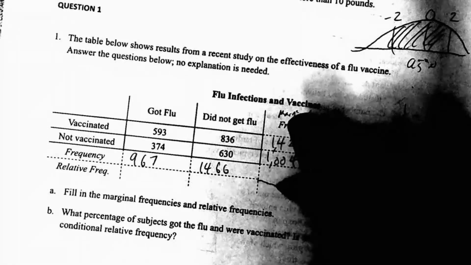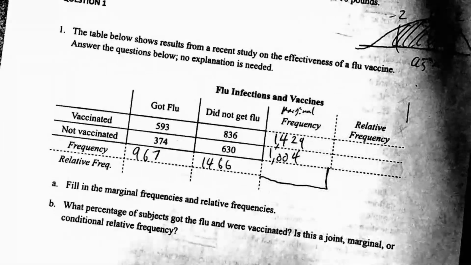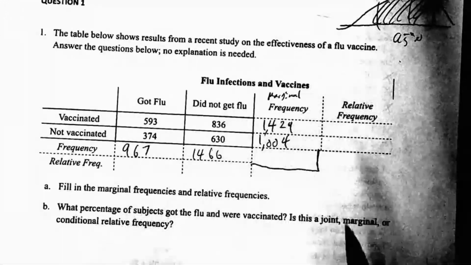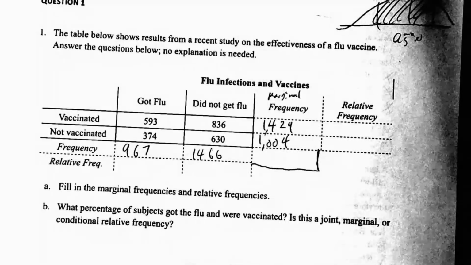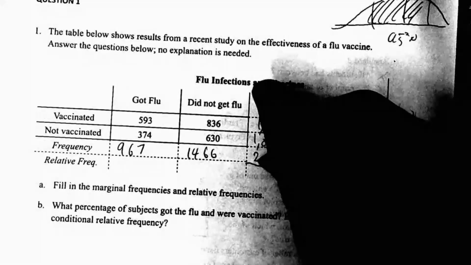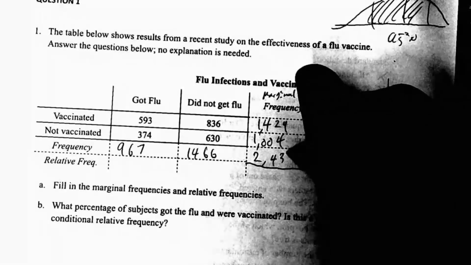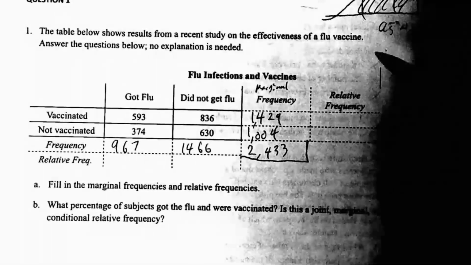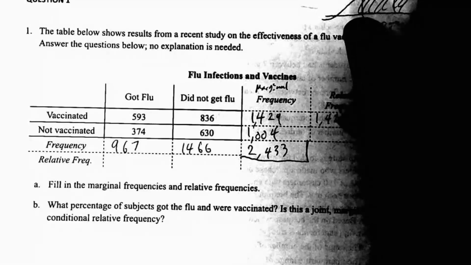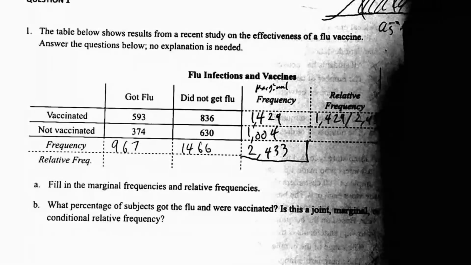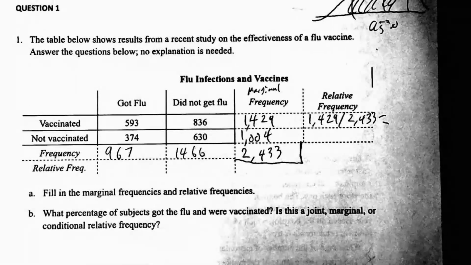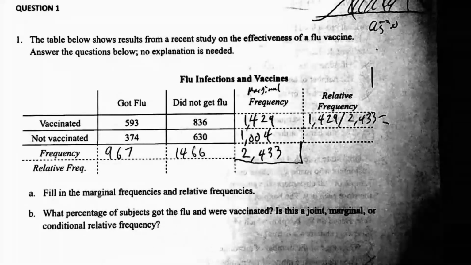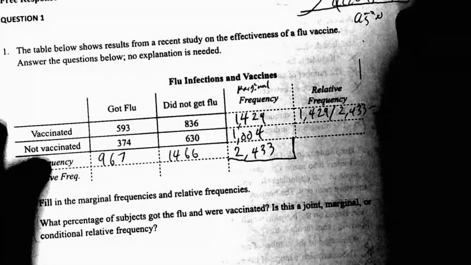Then to find the relative frequencies, you're going to divide this number here by the grand total. So right here, I'm going to put the total of everything, which I can get by adding either these two or these two. Let's do 967 plus 1466. That's 2,433. So my relative frequencies are just this number here divided by my grand total. So it would be 1,429 divided by 2,433, which equals about 58.7%.